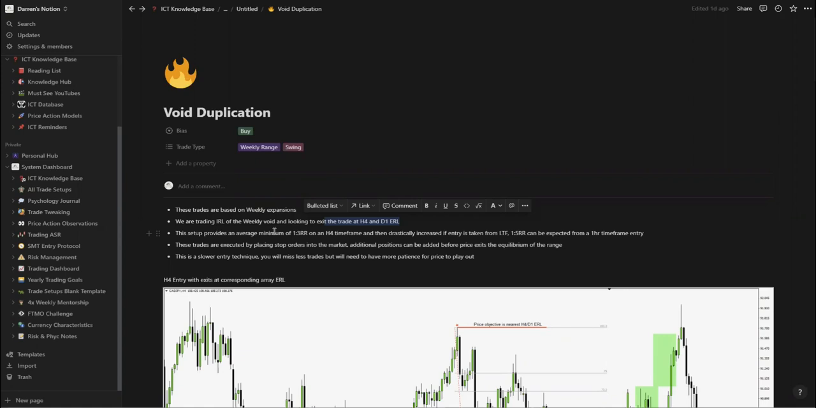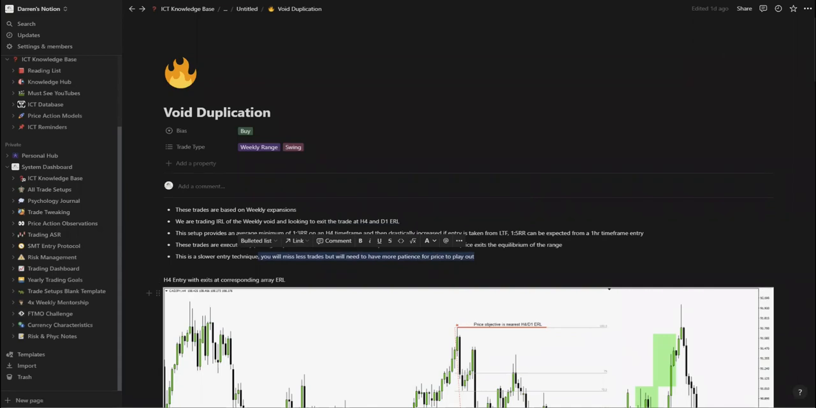And also the stop loss again is not that important. It's more about the directional bias and the willingness to be patient, and it can still pay. Obviously, if you're willing to wait and you have the time to perfect the entry, then instead of a 1 to 3 or 1 to 5 as the trade setup would normally give, that would be substantially increased, but still patience would need to be paid out. It's a slower entry technique, so you will miss fewer trades, but you will need to have more patience for price to play out because it's a weekly time frame.